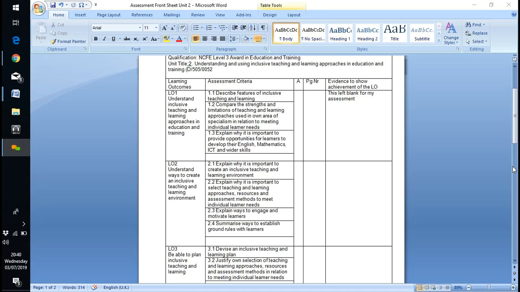And it's comparing the strength of teaching and learning approaches used in your own area, and explaining why it's important to provide opportunities for learners to develop their English, maths and ICT and wider skills during the actual lesson. Now, a lot of schools will have integrated lessons where, as well as separate maths lessons, English lessons or whatever, they will develop some of those processes into the teaching and learning of several subjects.